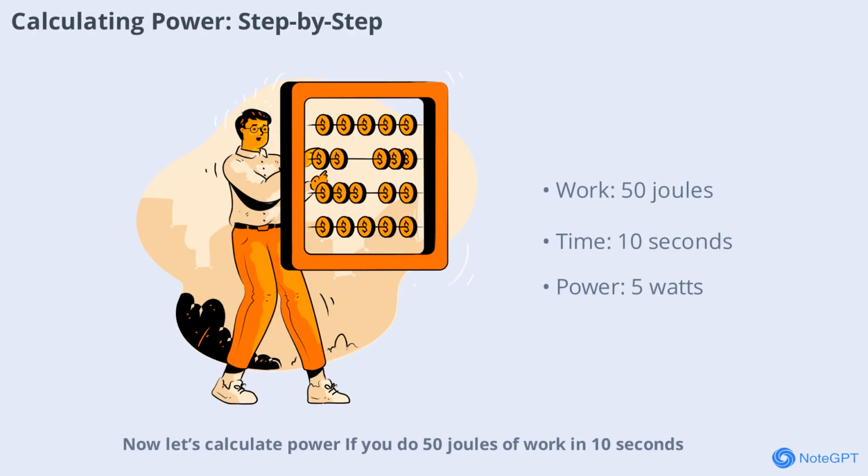Now let's calculate power. If you do 50 joules of work in 10 seconds, power is P = W / T = 50 / 10 = 5 watts. This shows how quickly energy is transferred. Practicing these calculations helps build a strong foundation for more advanced physics topics.